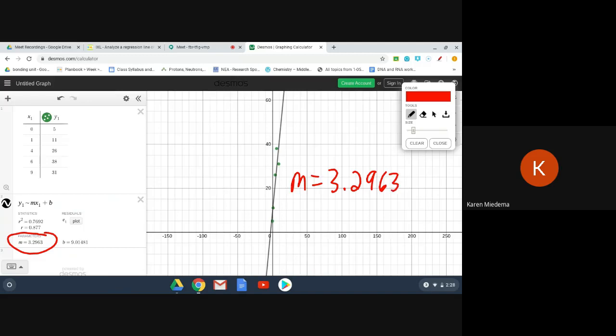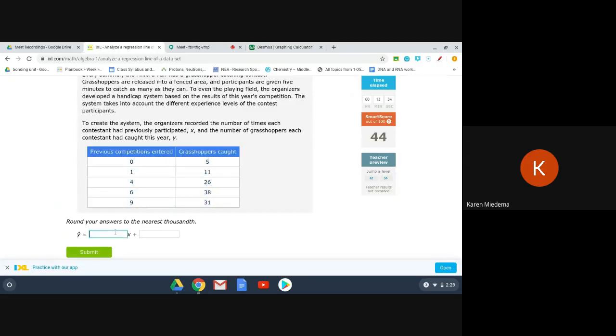3.2963, but IXL wants it rounded to the nearest thousandth. So the 3 is going to tell the 6 to stay the same. So it's 3.296, your slope. I'm going to go to IXL, 3.296.